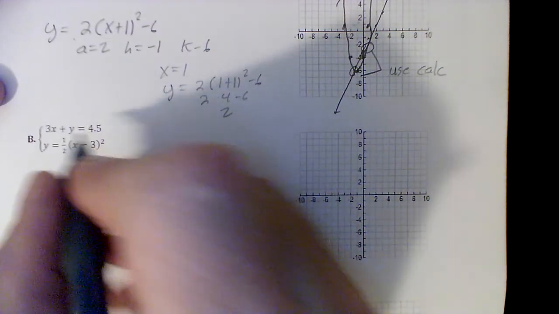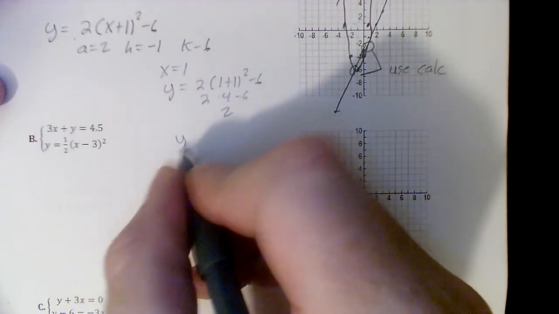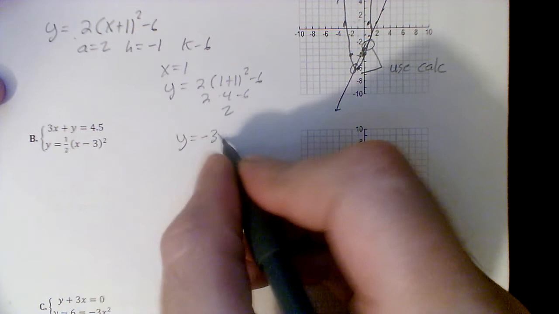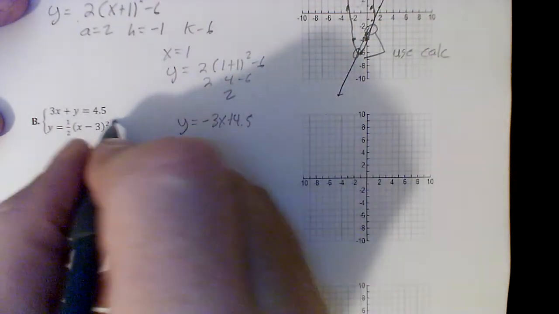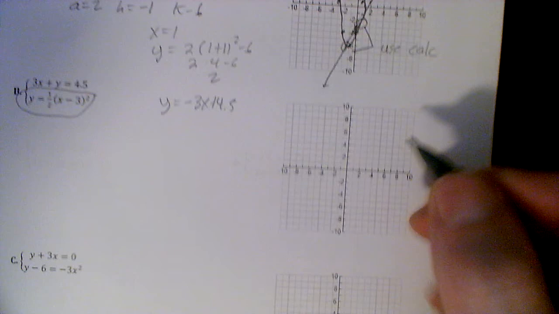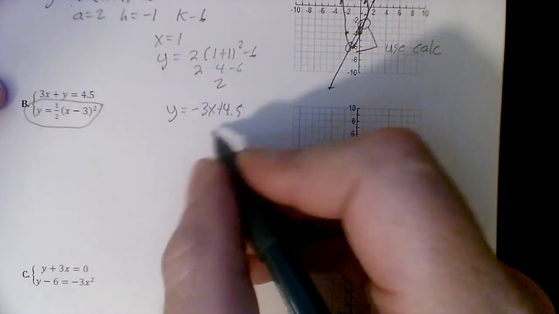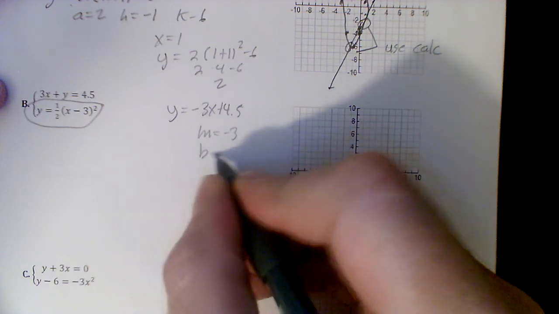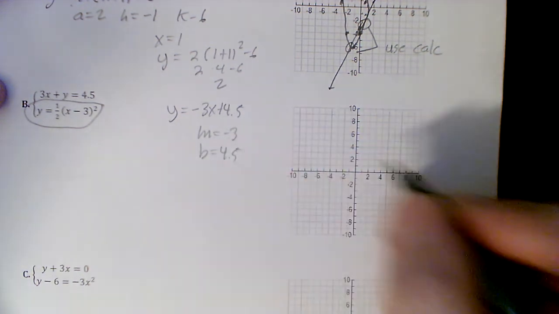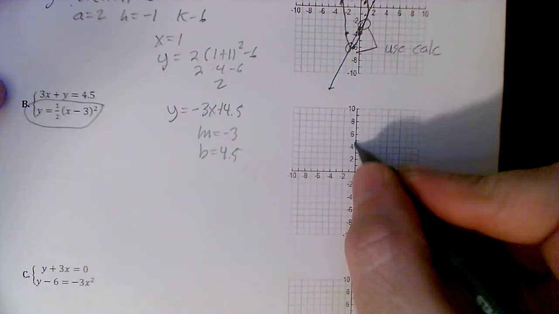All right. So if I subtract 3x from this guy, I get y equals negative 3x plus 4.5. And this one is already solved for us. Well, let's see what we get without a calculator in this case. My slope is negative 3. My y-intercept is 4.5. So let's do that. We'll go up to 4.5, which is right here.